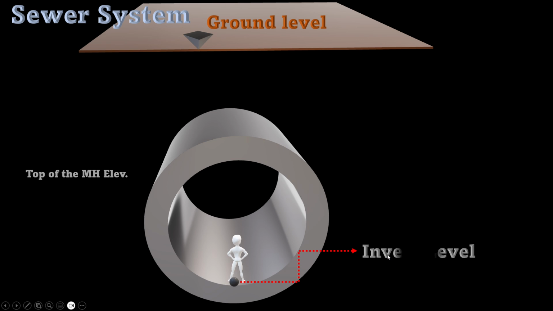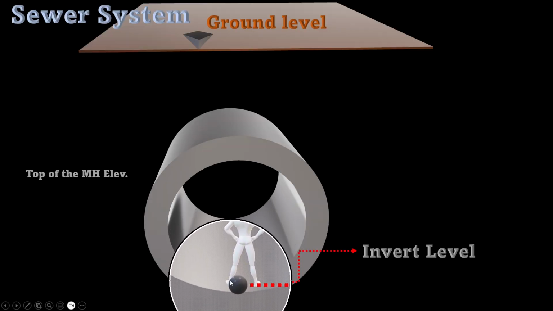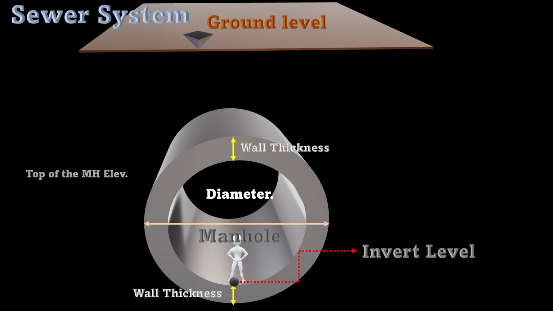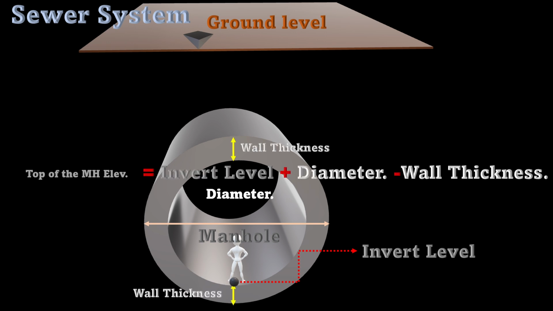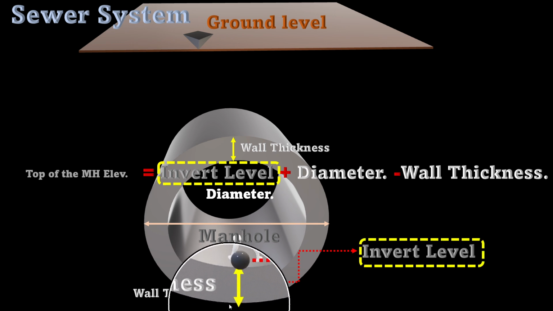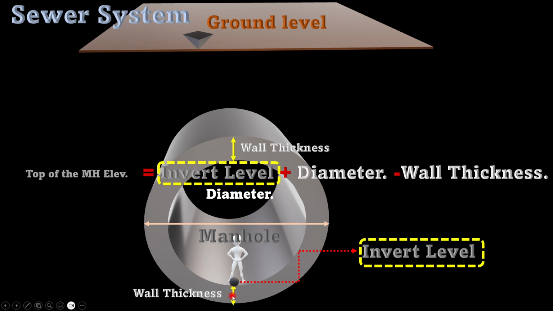The location of the invert elevation is at the feet of the standing man. As you can see here, we call this point the invert elevation of a maintenance hole. We are provided with the diameter and the thickness of the cover of the concrete pipe or wall. If you add up the invert elevation plus the diameter of the pipe minus the thickness, we reach the top of the maintenance hole, or manhole, from the invert elevation.